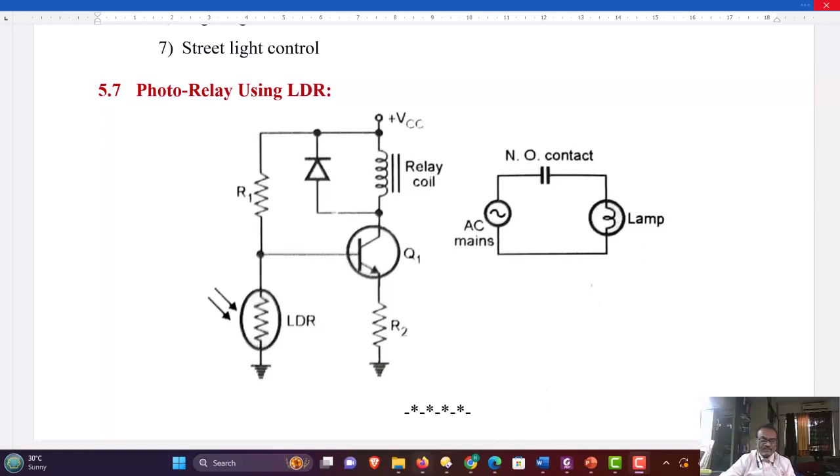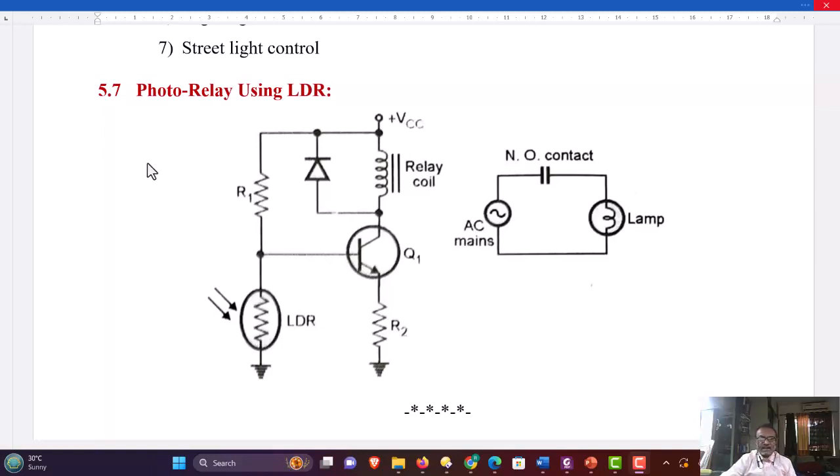Now how does the circuit work? For example, during daytime, since the light intensity is high, the resistance of LDR is very low, and therefore the voltage across LDR in this circuit is less than the turn on voltage of this BJT switching circuit. Therefore, the BJT remains in the off state, the relay remains de-energized, the contact remains open, and therefore in daytime the lamp will be disconnected, so the lamp remains off.